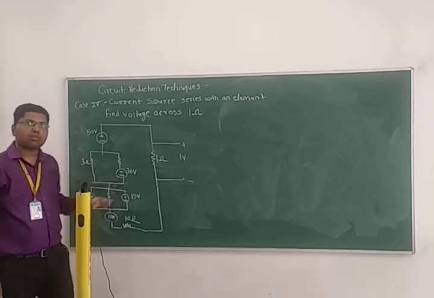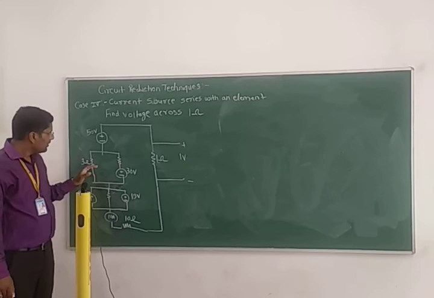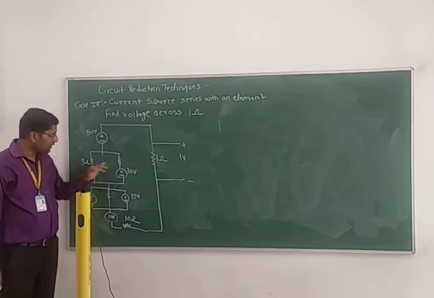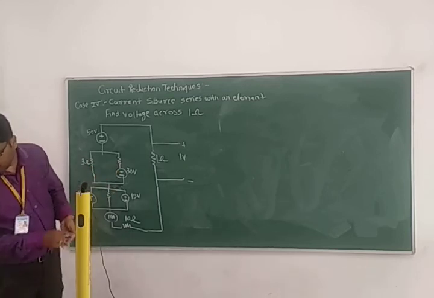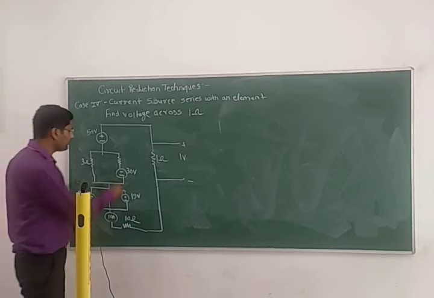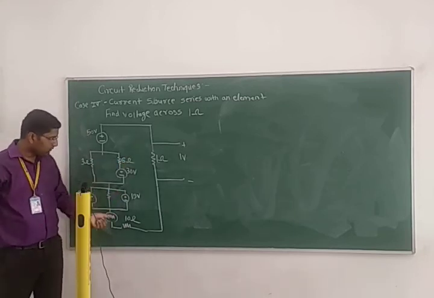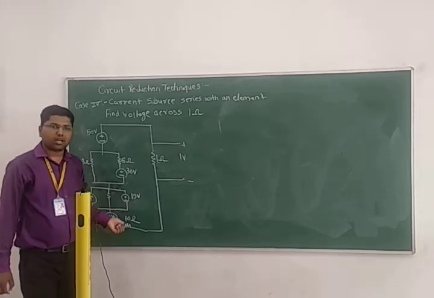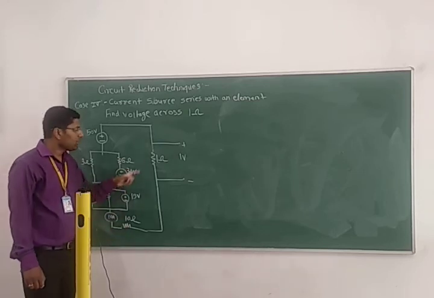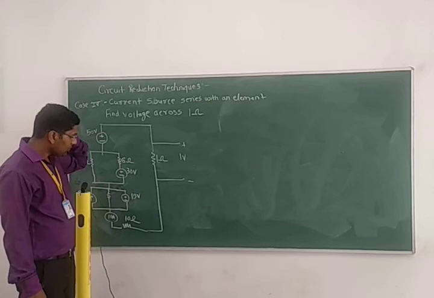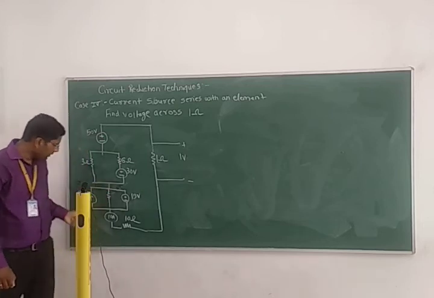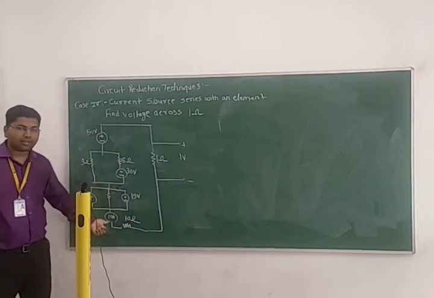But the voltage source doesn't matter for us. How many other elements? Resistance 1, 2. I forgot to write the value. That is 6 ohm. 1, 2, 3, and 4. 4 resistors are available in this circuit. Now, how many current sources are available? 2 current sources, 2 ampere and 10 ampere.